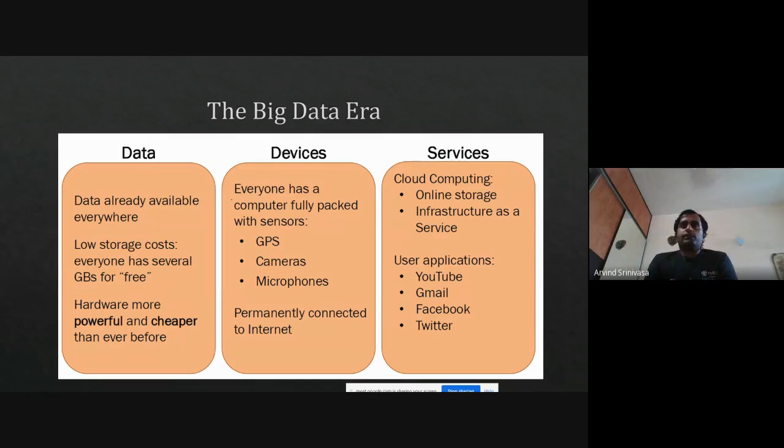There are lots of cloud services now available, where you have online storage, infrastructure, and applications like YouTube, Gmail, Facebook, Twitter, Netflix, etc. So the big data era has made machine learning so popular that everyone wants to learn it. But I want to tell you, the basis of machine learning is mathematics and the statistics that you will learn in your third or fourth semester in M4 or M3. That is the most important thing to know about machine learning.